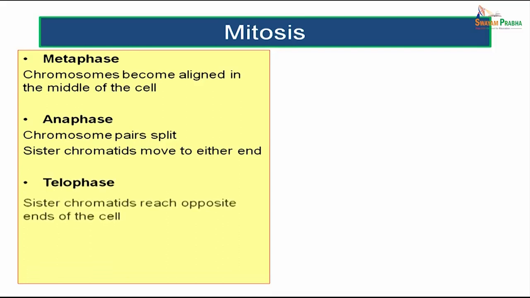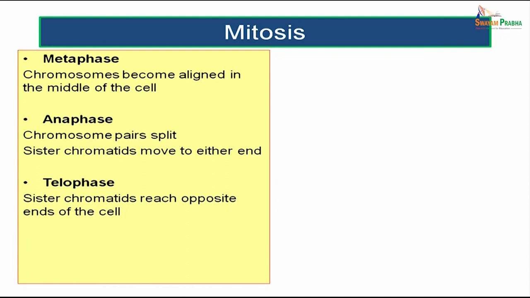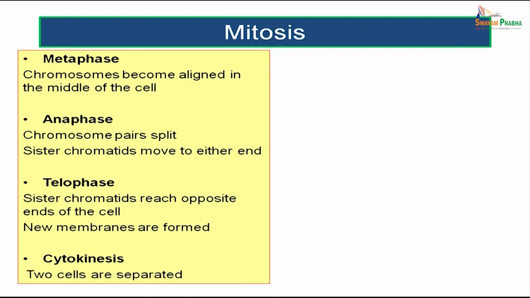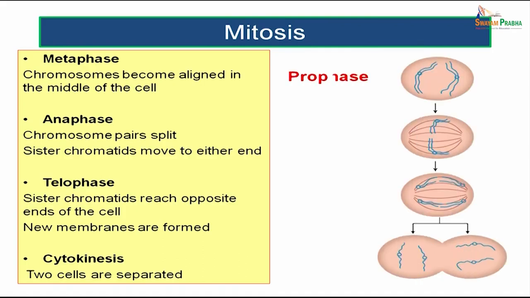And what is happening during telophase? We have the sister chromatids now at opposite ends of the cell, and new nuclear membranes are formed around the sister chromatids. The next phase is known as cytokinesis. During cytokinesis, it is time for the cells to be separated. So let's see what is happening.